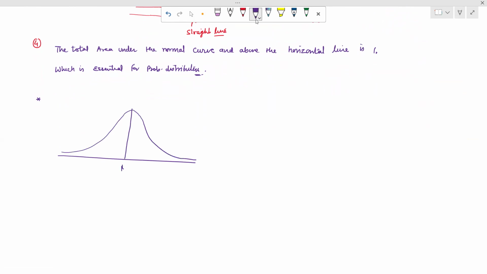So this is our mean mu, and this side we take as mu plus sigma, and this side we take as mu minus sigma. So suppose this is the area between mu plus sigma and mu minus sigma. So this is our shaded area.